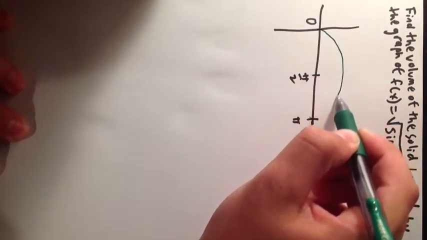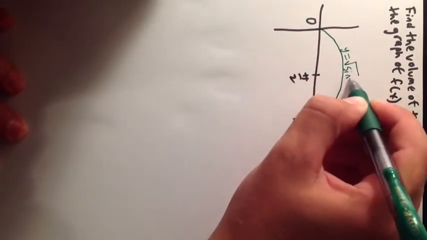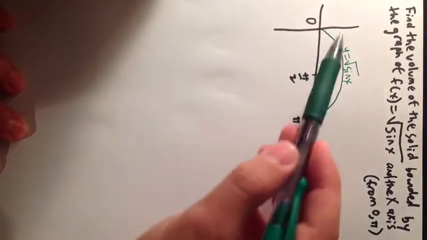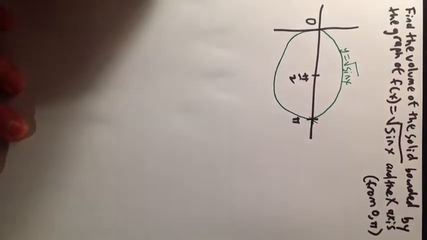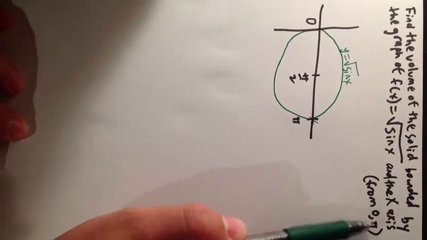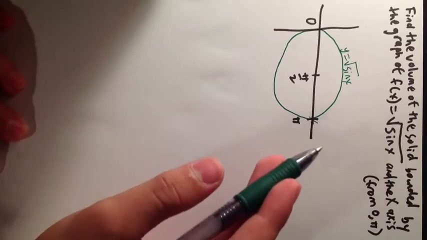Alright, so basically the graph of radical sine x looks a bit like this, right? So this is y equals radical sine of x, and we're going to rotate it over the x-axis, right? And so we're going to rotate it this way, and it's going to look about like that. So it's going to form what I would consider an egg shape, per se. And it's going to be from 0 to pi, as stated in the problem. Alright? And so we're going to approach this from the mathematical perspective.